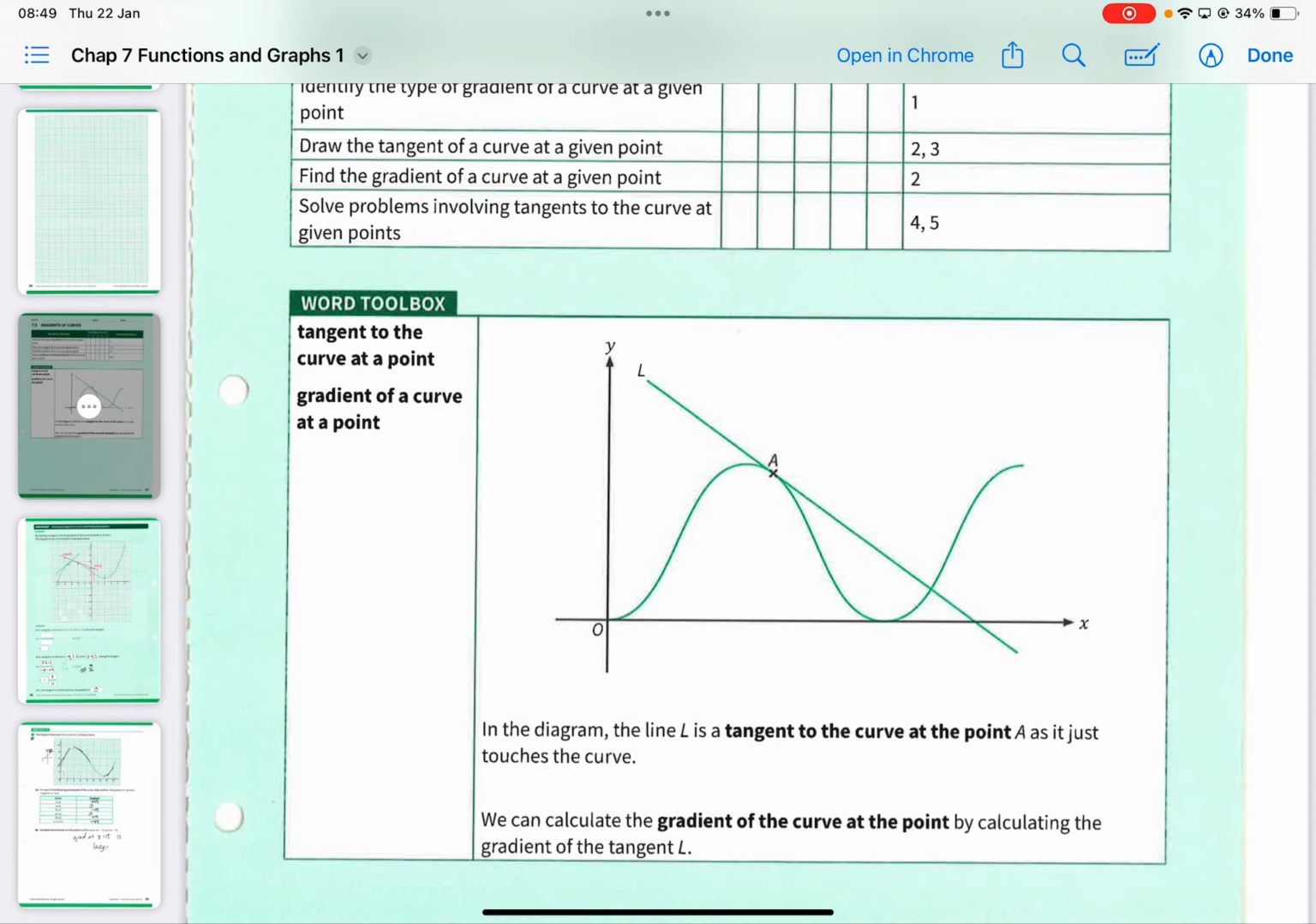Okay, so the curve is changing, the gradient is changing along the curve. It is just how the curve is slanted. That is the measurement of gradient. So when we specify a point, then we can find out what the gradient of the curve is at this specific point, because it will keep changing.